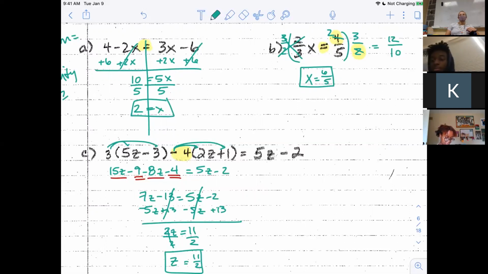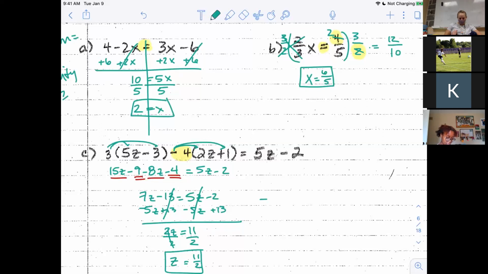I could have messed up. If I mess up, just tell me. Well, I think you just did it. Did you get 11 over 2? Well, I got negative 11. Did you move? So, I bet you had negative 2z equals negative 11. I got minus 13 instead of plus 13.